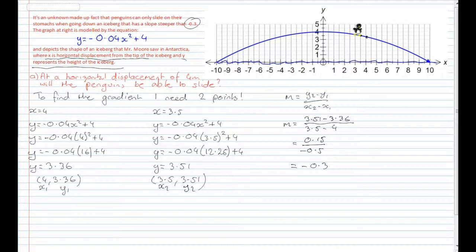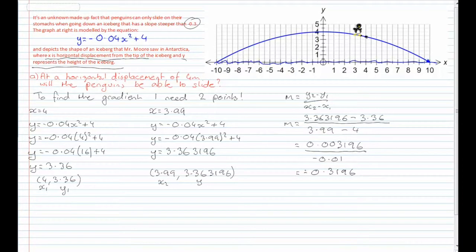What we found is that we ended up getting a gradient that was negative 0.3. This in fact demonstrated that the penguin could slide down on its stomach at a displacement of 4 meters because we found out the gradient was equal to negative 0.3 and it was much more accurate using 2 points that were closer together. But Jerry still wasn't happy with this value for the gradient, believing that we could get an even more accurate reading by finding 2 points that were even closer together. But Tom, we can still get closer. And he was in fact right.